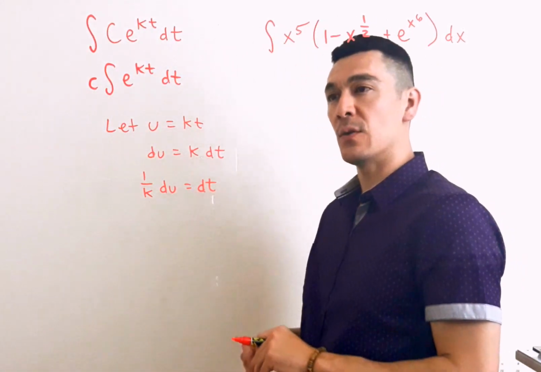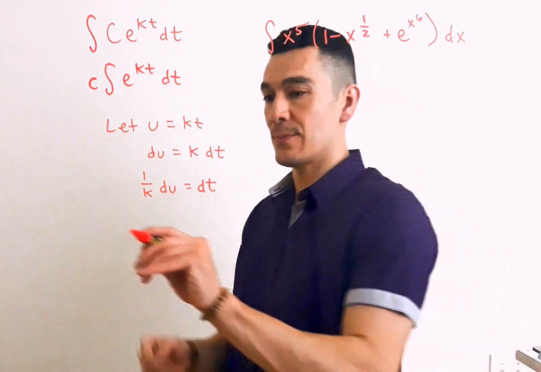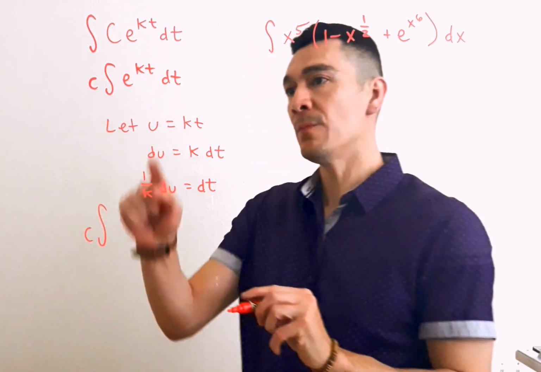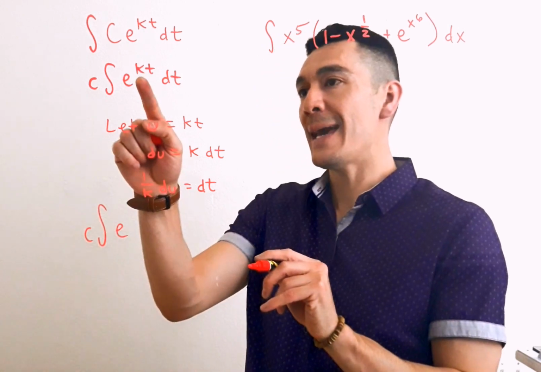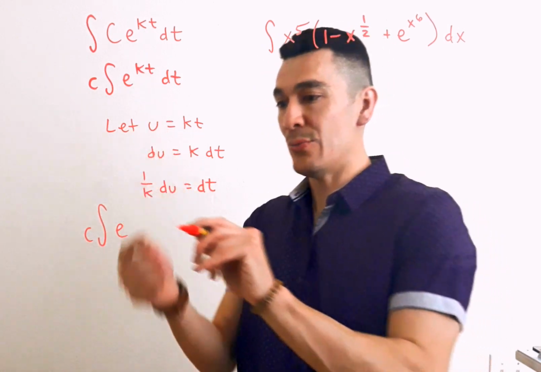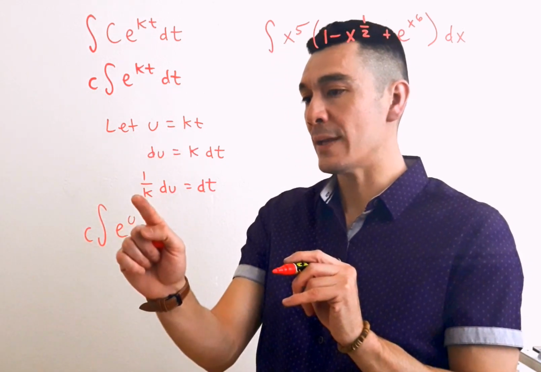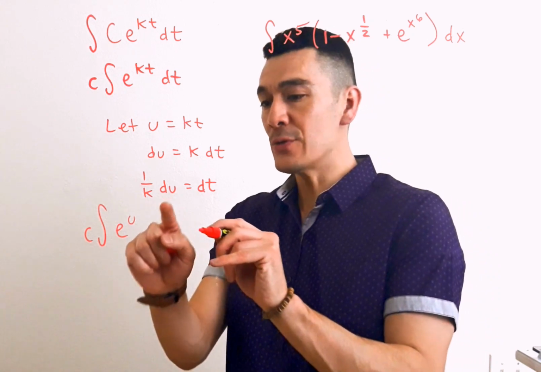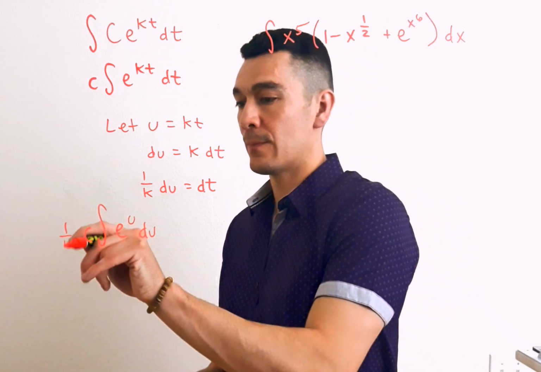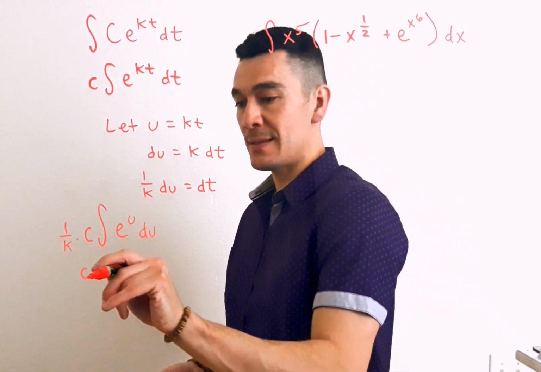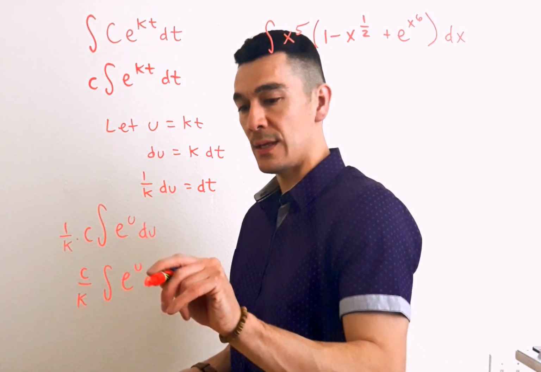So this is what we have so far. Now let's make the appropriate substitutions. C stays. Integral symbol. E to the kt, well, e stays e. But kt gets replaced by u, and dt is here. So that's 1 over k du. Well, I can drop the du here, and I can bring the 1 over k out to the front. So this becomes c over k times the integral of e to the u du.